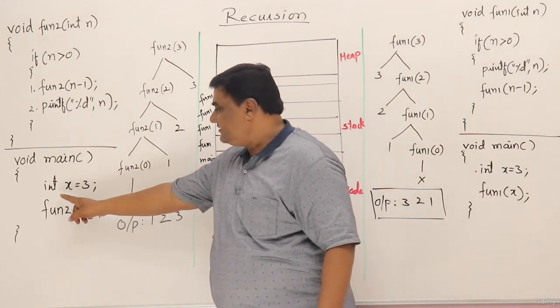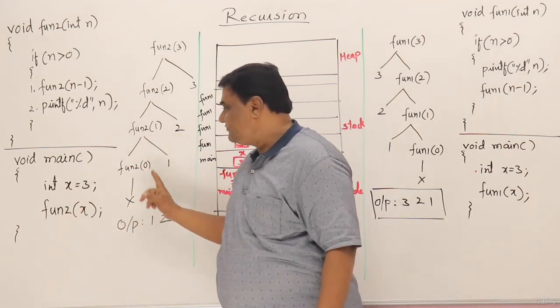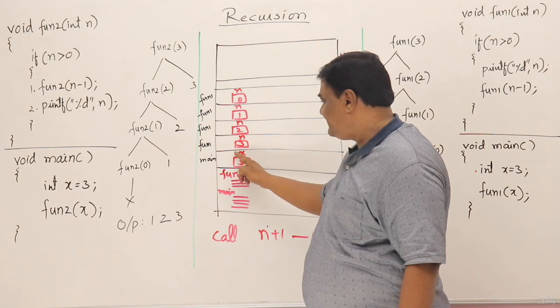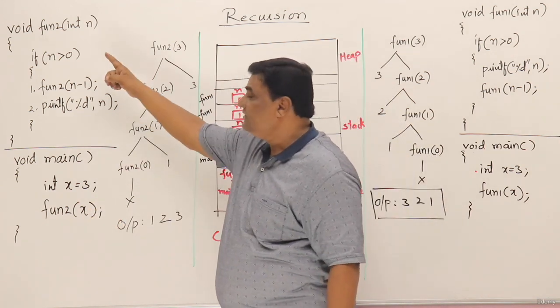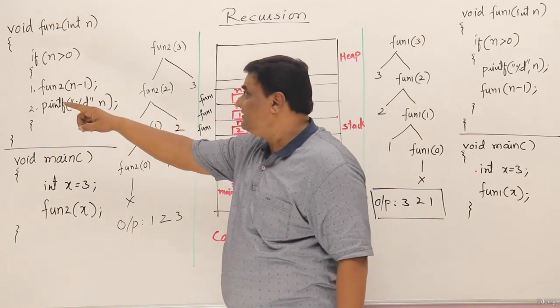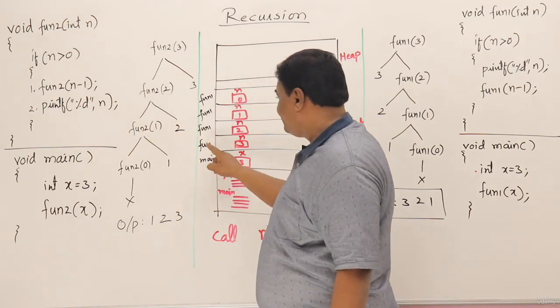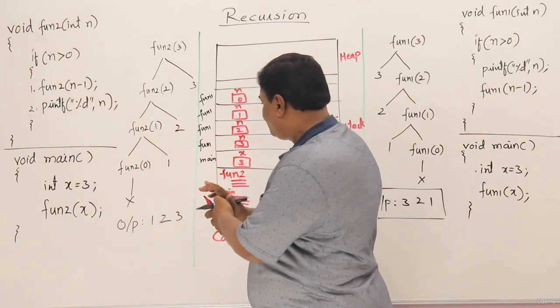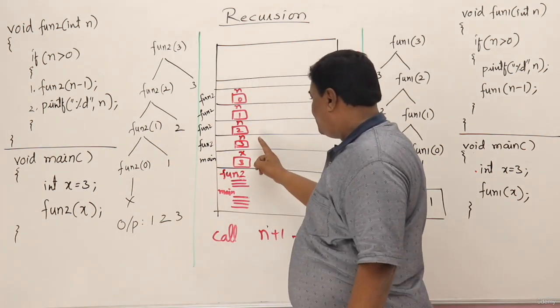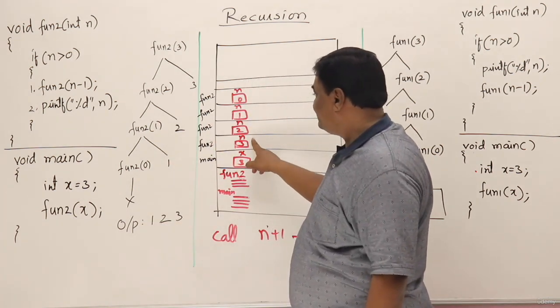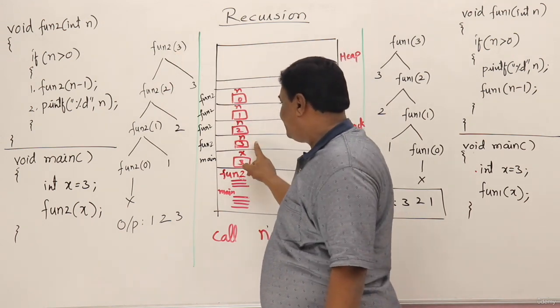Program starts from the main function. So the first variable x. So the activation record for main is created, having the value 3 in x. And it will call function fun2. Once the function fun2 is called, an activation record for fun2 is created. So it means all these are for fun2 now. So I'll just change them. So the first call, n equal to 3, this is created. That is this one.